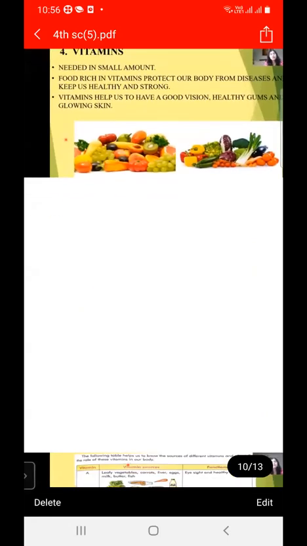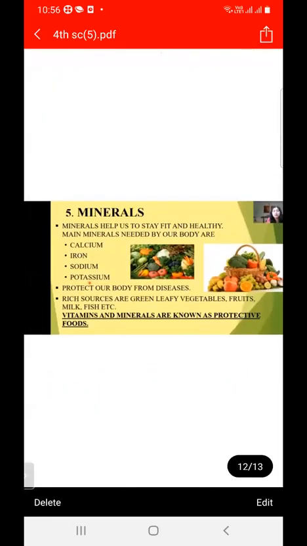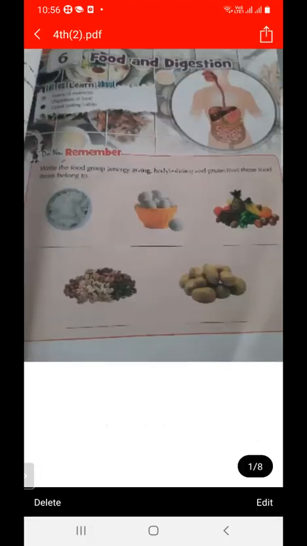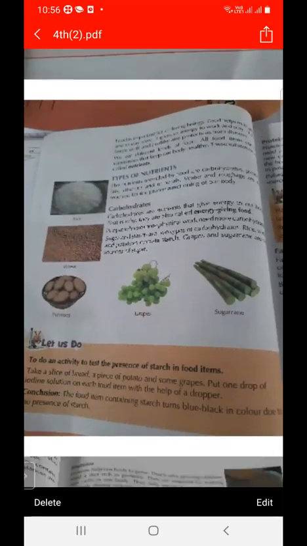And vitamins and minerals are called protective food. So you have to remember the different kinds of nutrients. What are the nutrients? Carbohydrates, protein, fat, minerals, and vitamins.